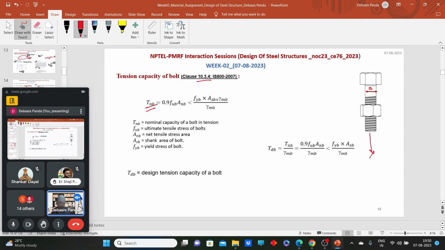How can we calculate the tensile capacity of the bolt? When this bolt is subjected to direct tension, what will happen? It will try to elongate. So here the code says you consider the rupture along the root, and you consider yielding here. Two basic formulas. I will go through it more precisely when we design the tension member.